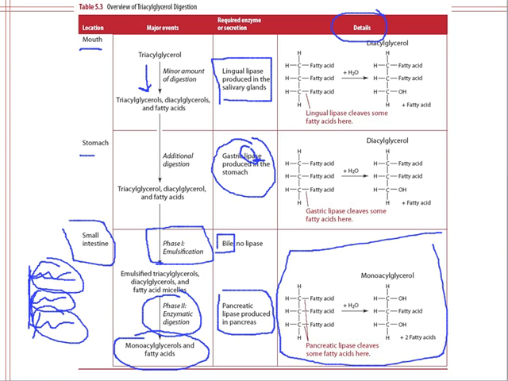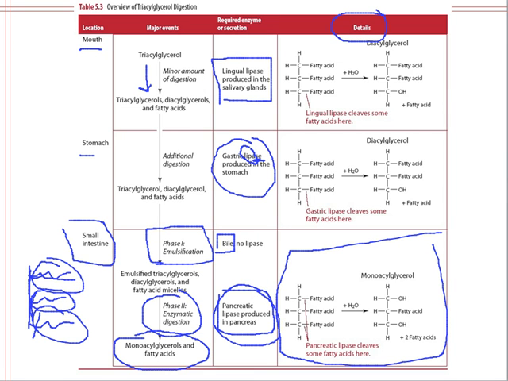One thing that I think is noteworthy, kind of a clinical application, is that the medication orlistat, which is also marketed as either Alli or Xenical, blocks this action of pancreatic lipase.